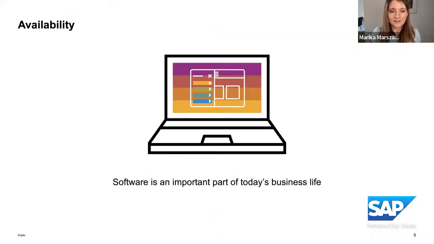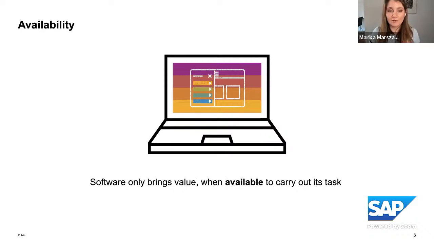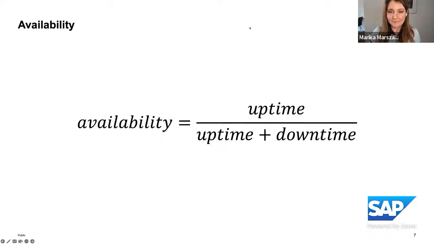So let's get started. Software is an important part of today's business life. Generally, it touches almost everything that we're doing. Business software is very important for businesses, and parts of businesses cannot even be done without software. If you imagine logistics, for example, software is an essential part of it. But software can only bring value if it is available to carry out its task. If it's not, you have an issue. So let's talk about availability.